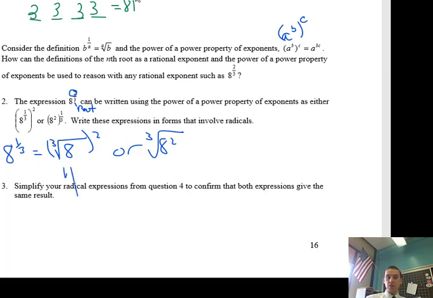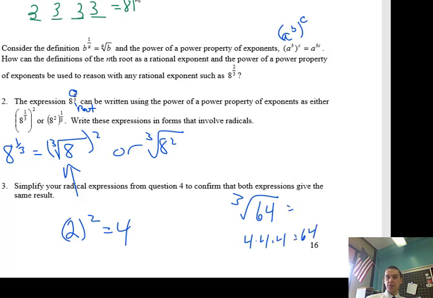Well, I think that this one is easier to do because the cube root of 8 is 2, and 2 squared is 4. Now we could have done it the other way, 64 and the cube root of 64, and then we could have said 4 times 4 times 4 does give us 64, so the answer must be 4. But I think it's easier when the number inside is smaller.